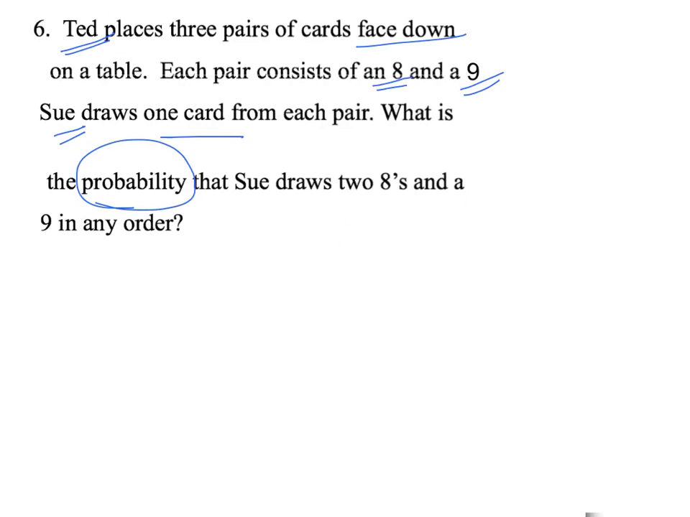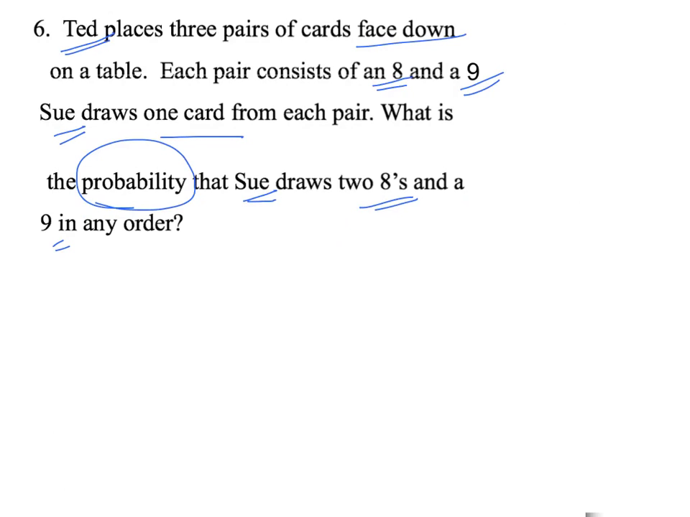The event's taking place. So it says, what's the probability that the girl draws 2 8s and a 9 in any order? So she could pick up 2 8s and then a 9. She could pick up a 9 and then 2 8s. She could pick up an 8 and 9 and an 8. So they really just want to see how many possibilities there are to pick up 2 8s and a 9 out of the total number of possible outcomes. And that's what probability is about.